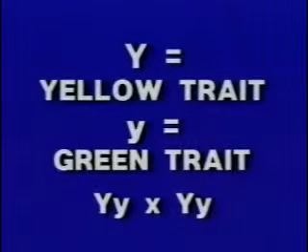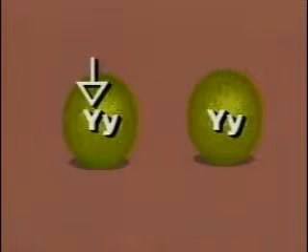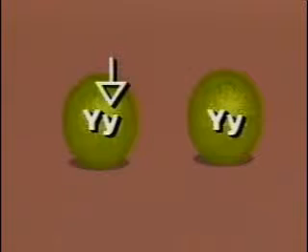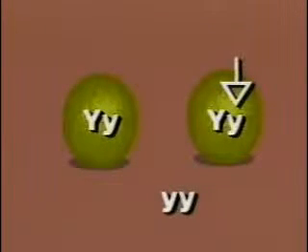Here is the answer. Let capital Y represent the dominant yellow trait. Let small y represent the recessive green trait. To figure out the problem, cross each letter from one side with each letter from the other side. These are the possible combinations.